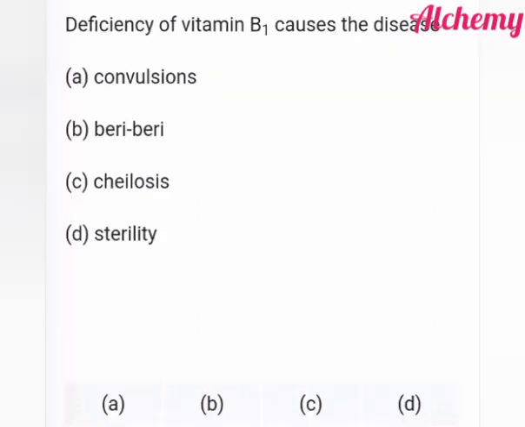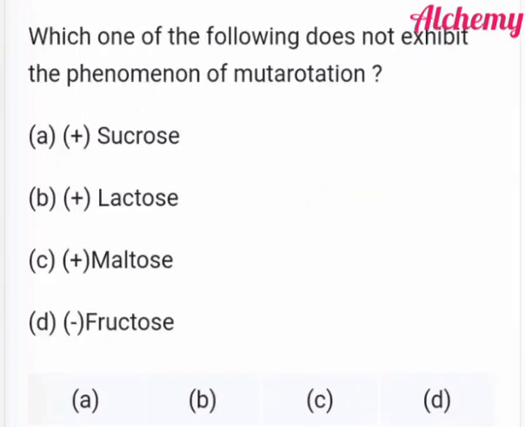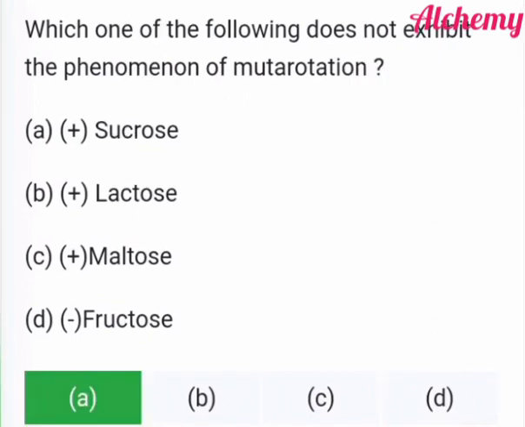Next question. Deficiency of vitamin B1 causes the disease. The correct answer is option B, beriberi. The code is BB. Deficiency of vitamin B causes beriberi. Next question. Which one of the following does not exhibit the phenomenon of mutarotation? The correct answer is option A, sucrose.